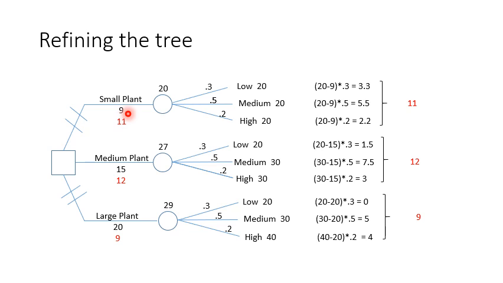But again, this value here does not get subtracted 3 times. 3 times 9 would be 27. It's only subtracted once because we're only going to build this plant 1 time. We're not going to build it 3 times.